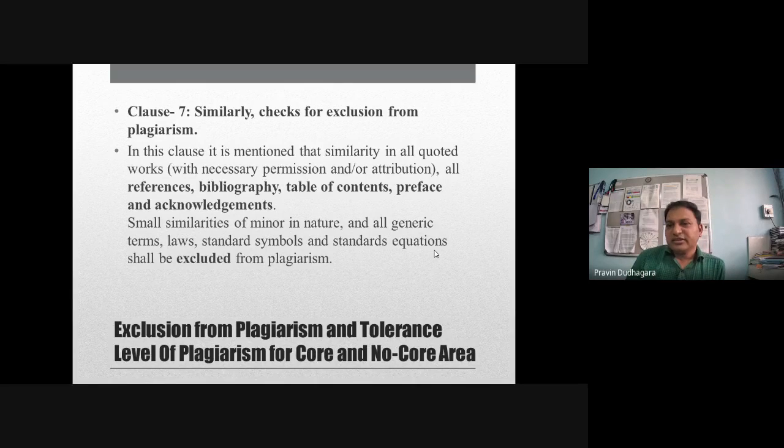Clause 7 of the UGC regulation covers similarity checks for exclusion from plagiarism. It mentions that similarity in all quoted works, all references, bibliography, table of contents, preface and acknowledgement, small similarity of a minor nature, and all generic terms, laws, standard symbols, or equations should be excluded from plagiarism. That means the non-core area is excluded from plagiarism or copyright infringement.